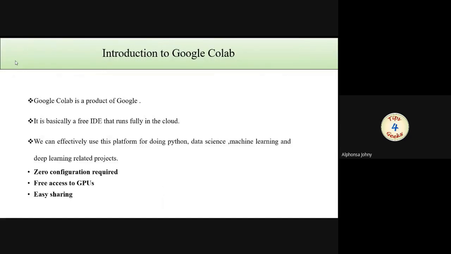The main advantage of Google Colab is that it requires zero configuration. That is, there is no need for purchasing the hardware or purchasing the softwares and installing them before doing our applications. We can simply access Google Colab from the browser. Free access to GPU. GPU is nothing but graphic processing unit. It offers faster processing as compared to CPUs. The main reason is that a GPU can run many threads simultaneously. And easy sharing of applications that we have developed is possible with Google Colab.